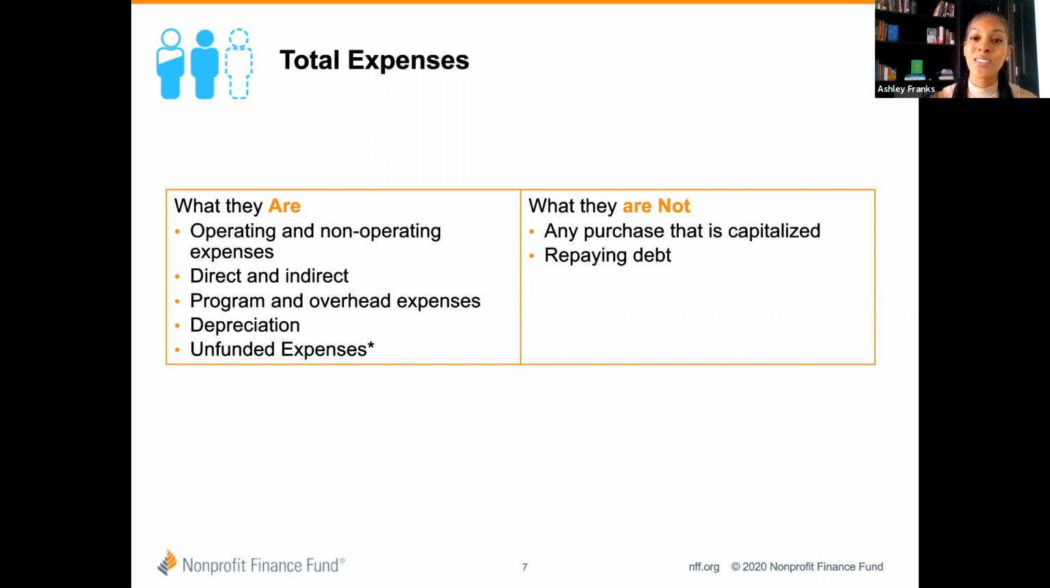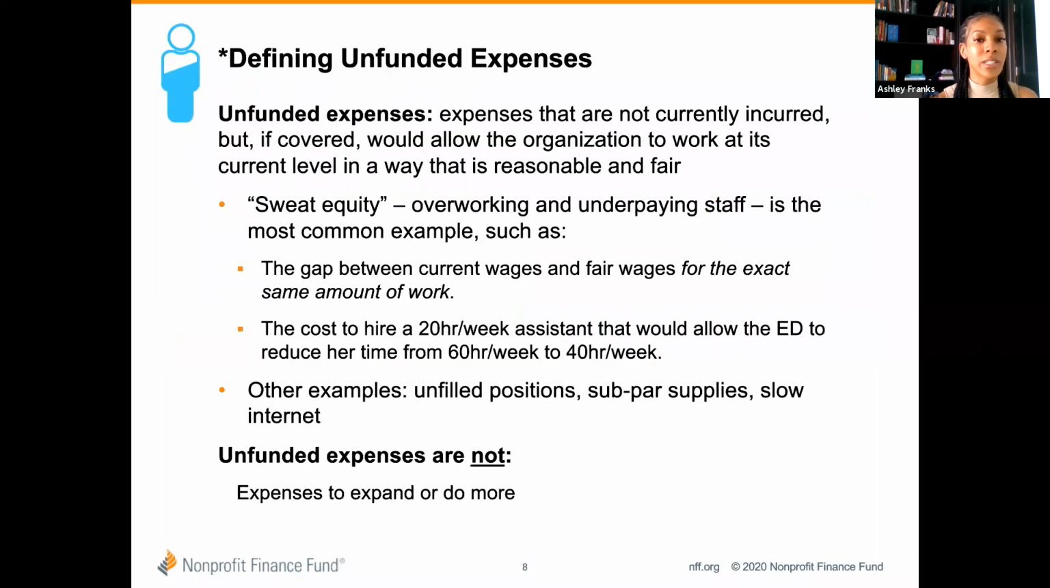That's also another slice of the full cost pie. But the interest you pay on your debt would show up in total expenses. So to simplify this, you can think of total expenses as anything that shows up on your income statement or your profit and loss statement. But I did say that we were going to come back to unfunded expenses, which is really important. And so let's dive in a little bit deeper there.